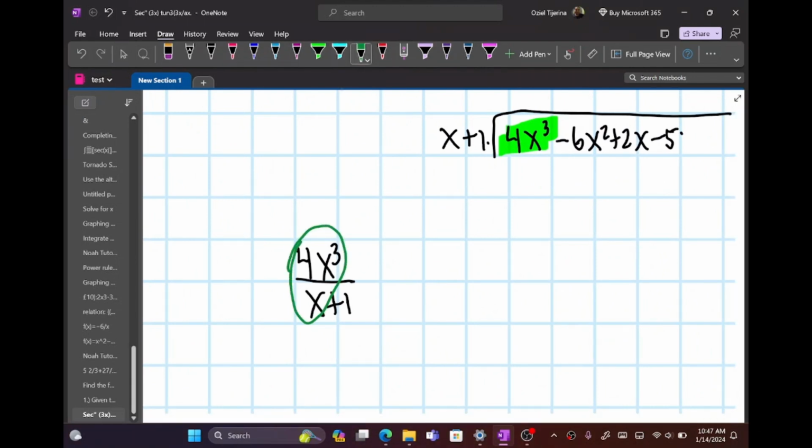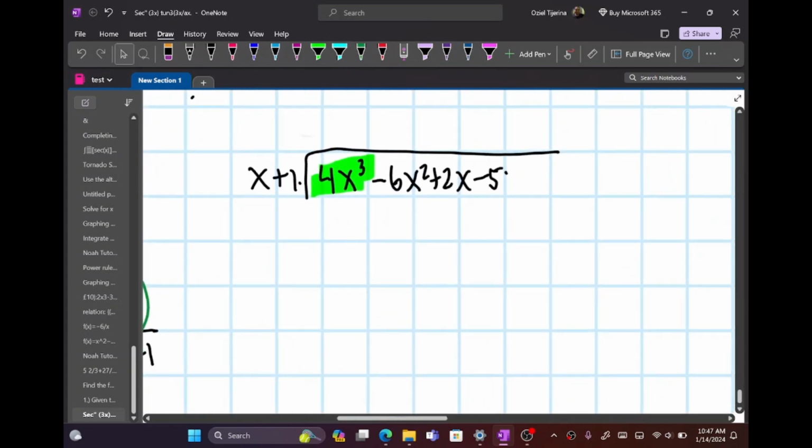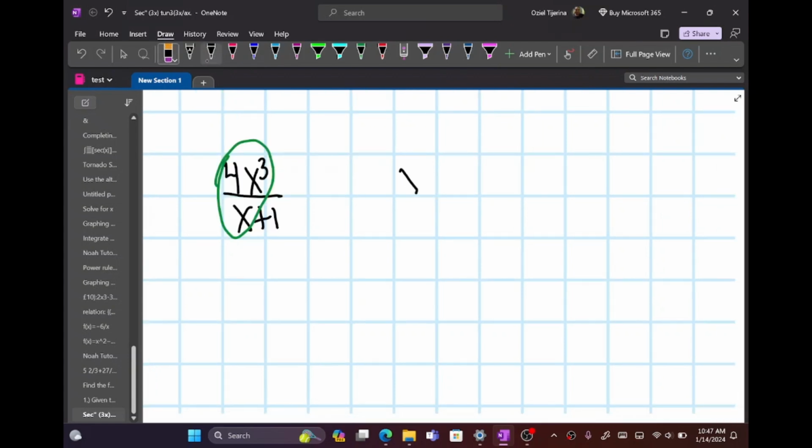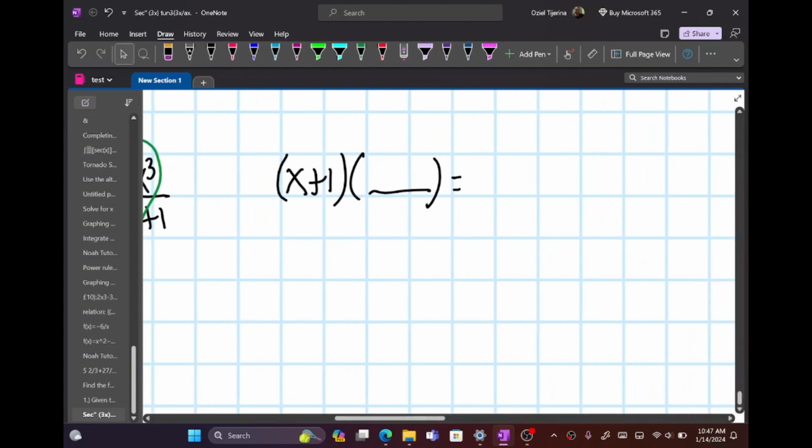Okay, for now. If you think about it, with x plus 1, I want to get rid of this 4x cubed. Right now, let's not focus on the negative 6x squared plus 2x minus 5. We have x plus 1 times something that will give me 4x cubed.